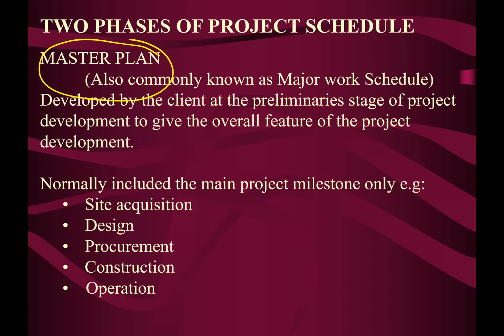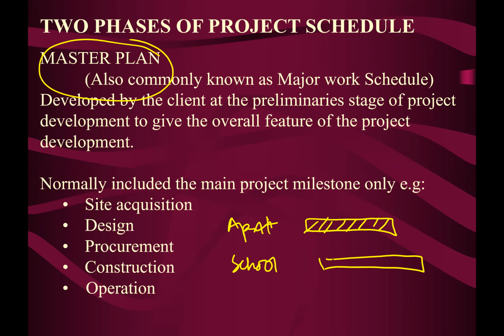So apartment, and then you draw one big, what we call bar chart. This is for apartment. Then school, maybe like this. Then shop lot, maybe like this. This is what we call master plan. So everything inside your IDP project, or all the buildings, everything including road, you just reflect in one big bar chart.